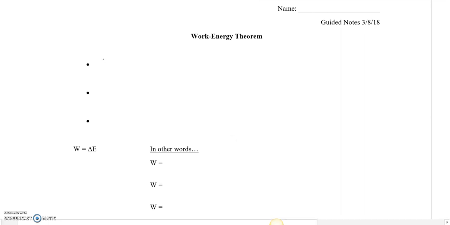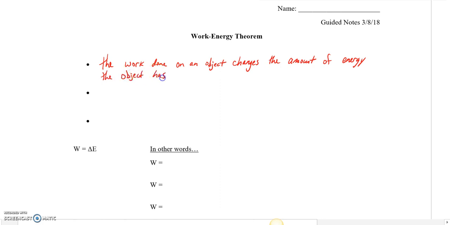So first bullet point, the work done on an object changes the amount of energy that object has. Okay, so when work is done on an object, the amount of energy is going to change. If a positive amount of work is done, that means energy has been added to the object. And vice versa, negative work removes energy.